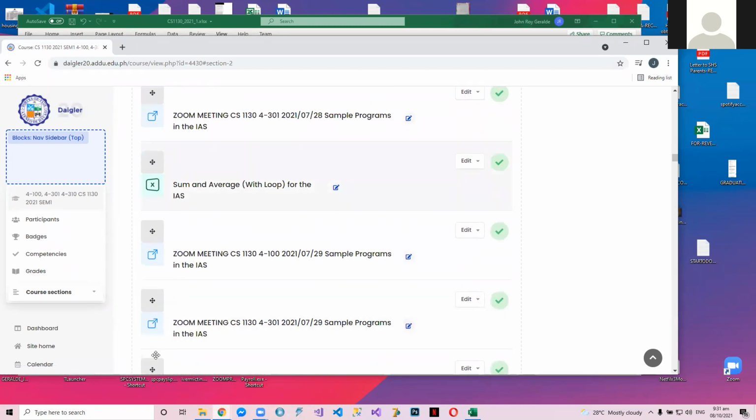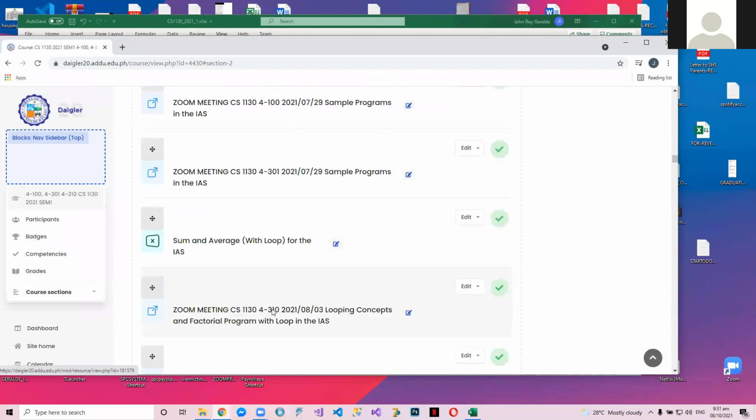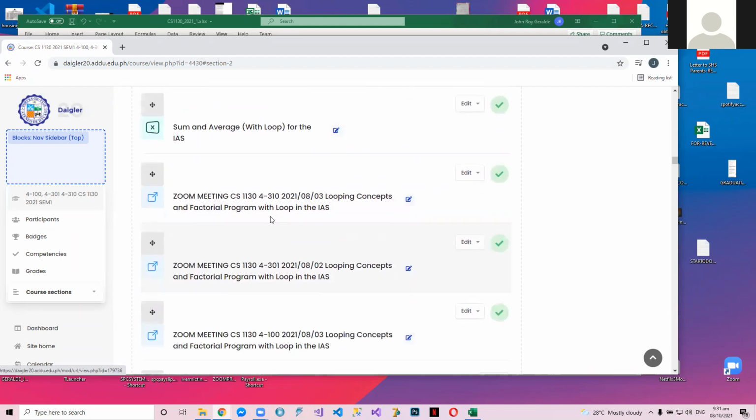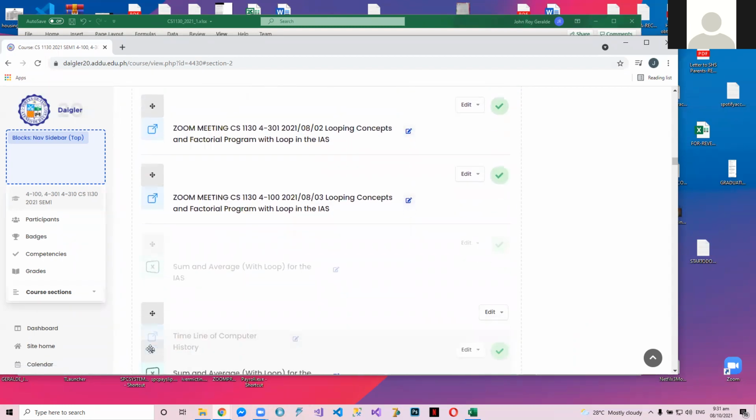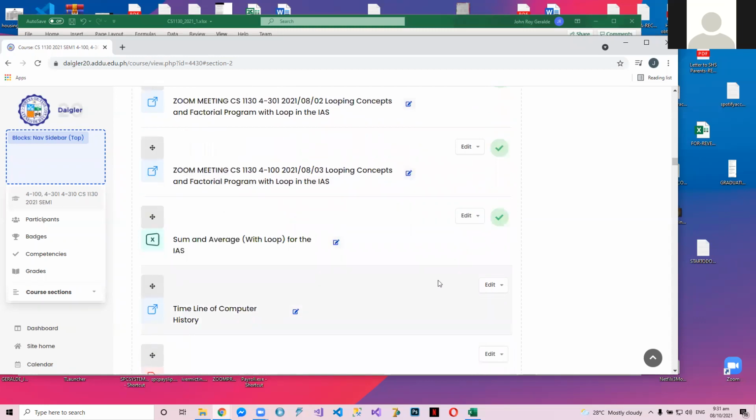Okay, the others are already done. It should be after the looping concepts. Okay. Sum and average with loop. You can download the worksheet now, and then we will discuss the answer today.